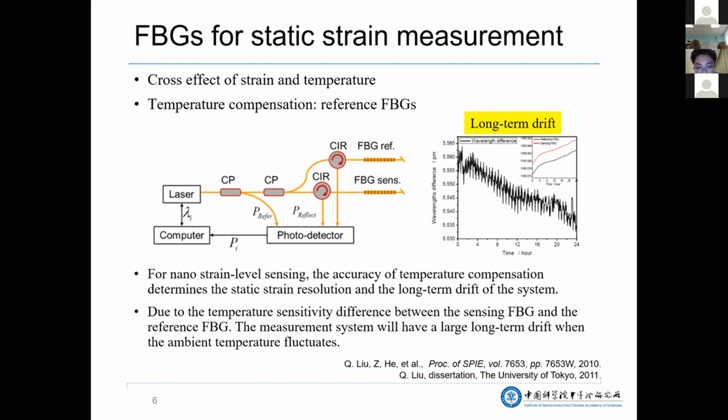For nanostrain level sensing, the accuracy of temperature compensation determines the static strain resolution and the long-term drift of the system. But in practical applications, due to the temperature sensitivity difference between the sensing FBG and the reference FBG, the measurement system will have a large long-term drift, which will also affect the static measurement resolution of the system when the ambient temperature fluctuates.